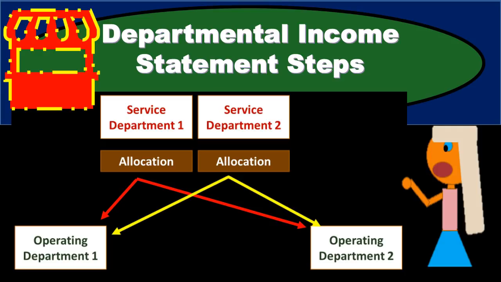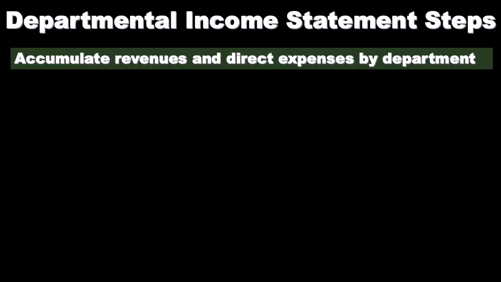In this presentation, we will go through the process or the steps for the creation of a departmental income statement. First, we'll list the steps and then we'll go into some more detail about them. So this is going to be the departmental income statement steps. Number 1, accumulate revenue and direct expenses by department. This should be a fairly straightforward process.